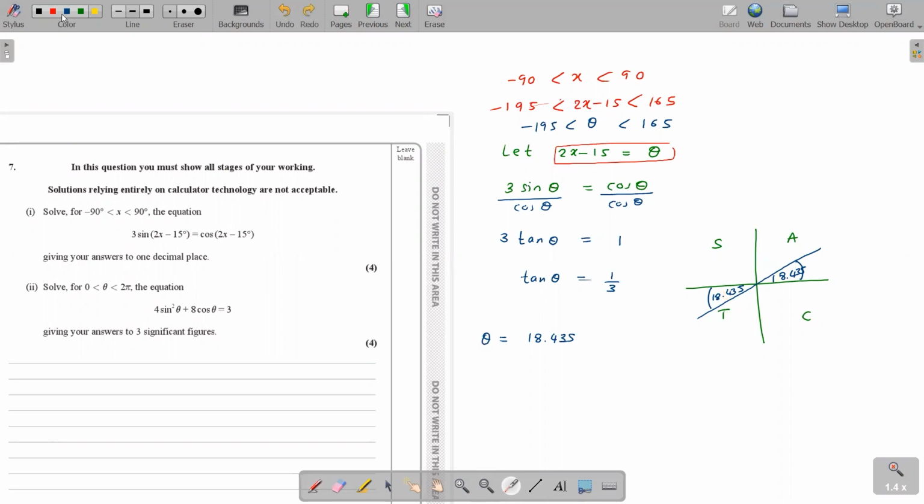Therefore, I should go to the other side, because the other side tells me that I have a negative range. Can you see? I have a negative range, minus 195. Can I know how much this angle is? Should be 180. 180 minus 18.435. So it's a negative. How much is it? I gave a negative sign outside the bracket. Why did I give a negative sign? Because we come clockwise below the x-axis. Therefore, your angle must be negative. How much is it?